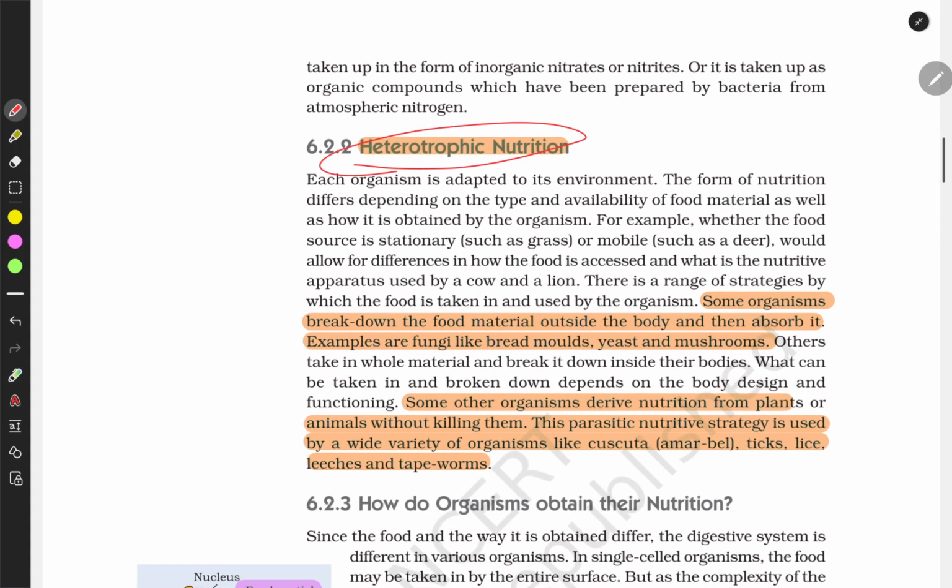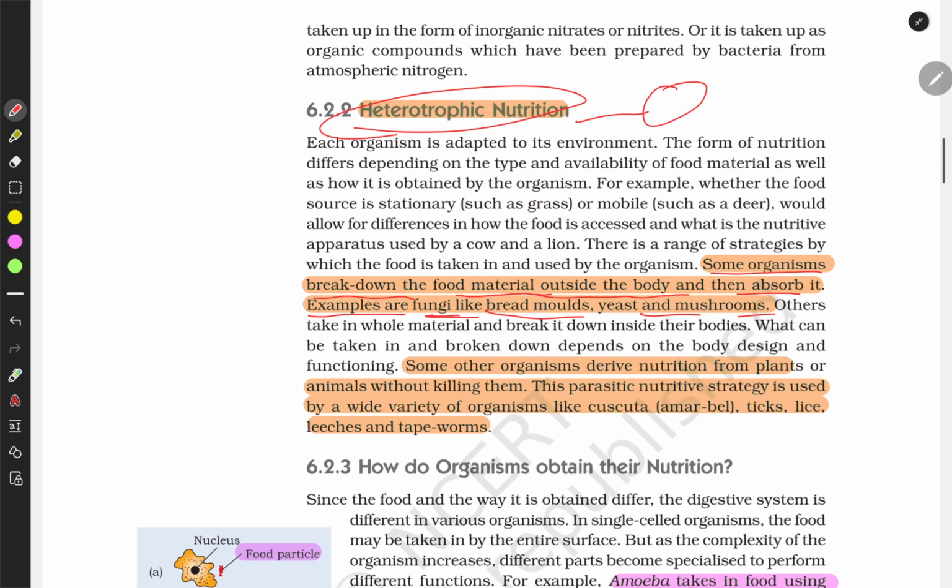And the second type of nutrition is heterotrophic nutrition. Autotrophic nutrition is obtained by photosynthesis, and these are the heterotrophic nutrition. They depend on other living organisms or dead organisms. Some organisms break down food material outside the body and then absorb it. Examples are fungi like bread mold, yeast, and mushroom.